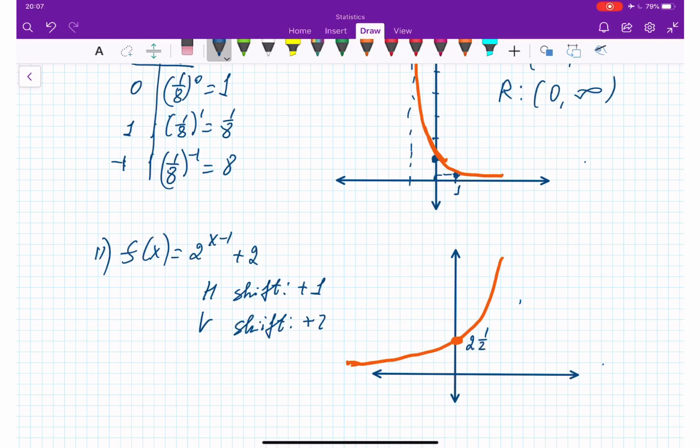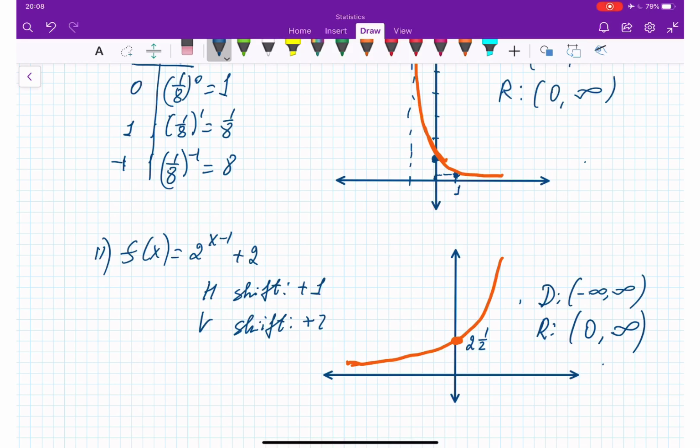And the domain is going to be the same: -infinity, +infinity, because it's uninterrupted. And the range, because the graph is running to 0, see, it's running to 0, then it's going from 0 to +infinity, because the graph is growing.